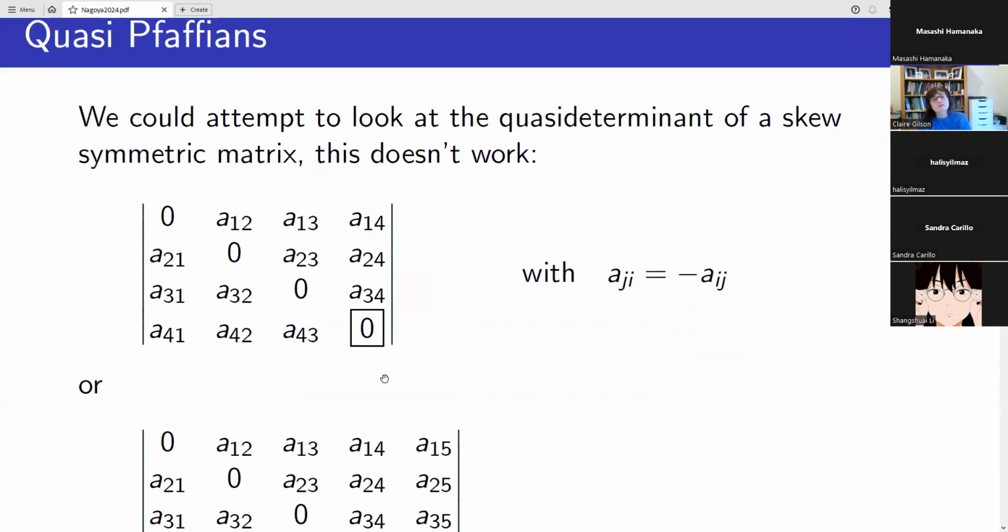Right, so I want a non-commutative version of this. We could try various things. So if we take, say, a quasi-determinant of a skew symmetric matrix. Here's a nice skew symmetric matrix, and I'm assuming A12 is minus A21, and I try to say, oh, could this be a good candidate for a quasi-Pfaffian?